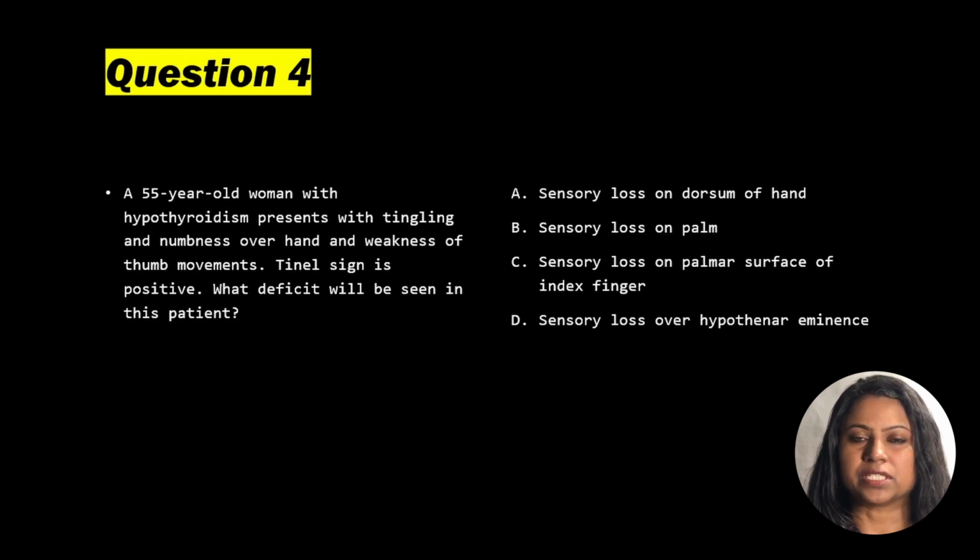Correct answer is option C, palmar surface of index finger. This patient is suffering from carpal tunnel syndrome, which is caused by compression of the median nerve. In carpal tunnel syndrome, sensory loss is not present in the palm area because the palmar cutaneous branch of the median nerve is not in the carpal tunnel, whereas there is still loss of sensation on the palmar or ventral surface of the lateral 3½ digits, which are supplied by the palmar digital cutaneous branch of the median nerve, which passes through the carpal tunnel.